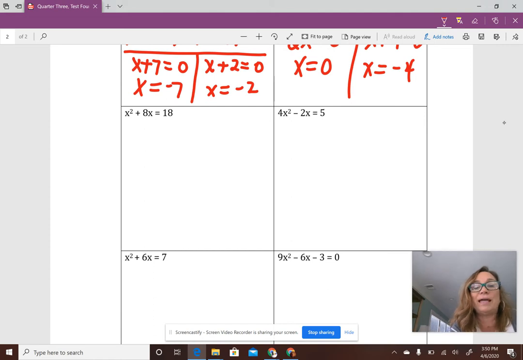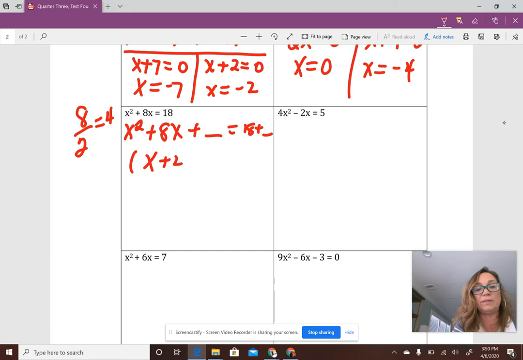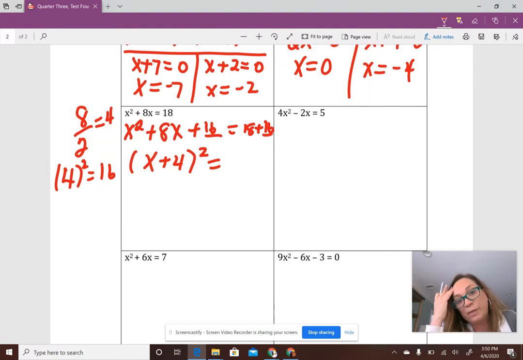Okay, I'm going to do this one by completing the square. So x squared plus 8x plus unknown equals 18 plus the same unknown. So I take the 8, I divide it by 2, that gives me 4. So this is going to be x plus 4 squared. I take the 4 and I square it, that gives me 16. Okay, 18 plus 16, 28 and 6 more makes 34.